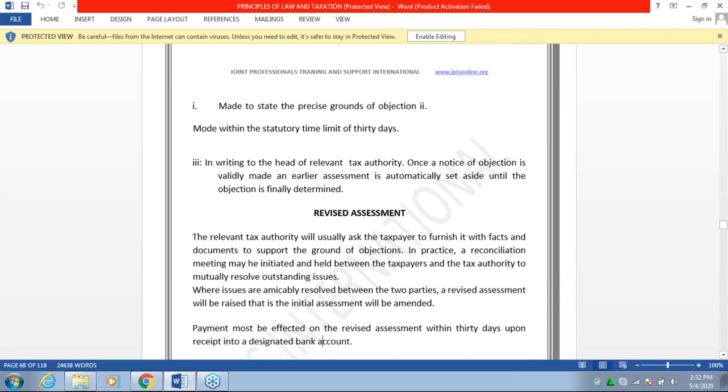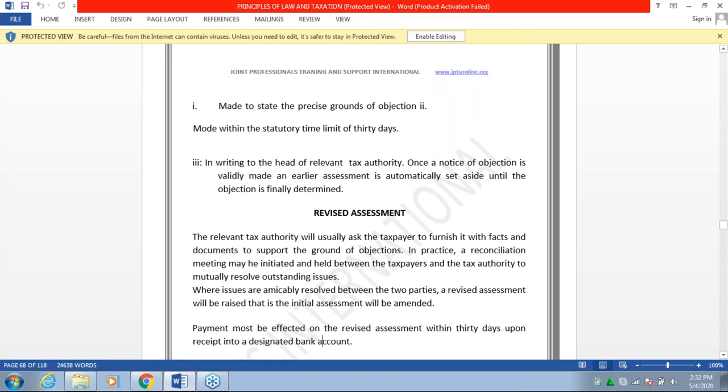Just a situation whereby the taxpayer has subjected the assessment. So by the time they have concluded on a particular amount, that means it has been revised. I think you get it. So the relevant tax authority will usually ask the taxpayer to furnish it with the facts and documents to support the grounds of the objection, the reasons why the money should not be up to that amount.